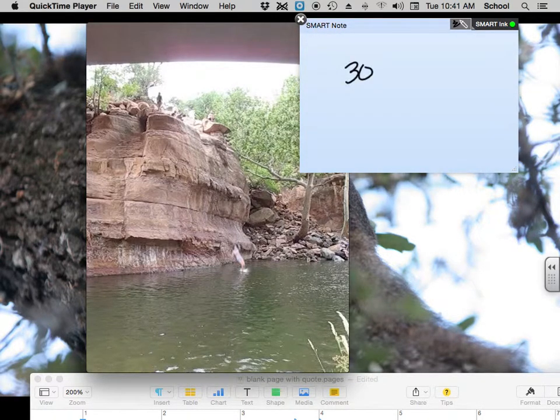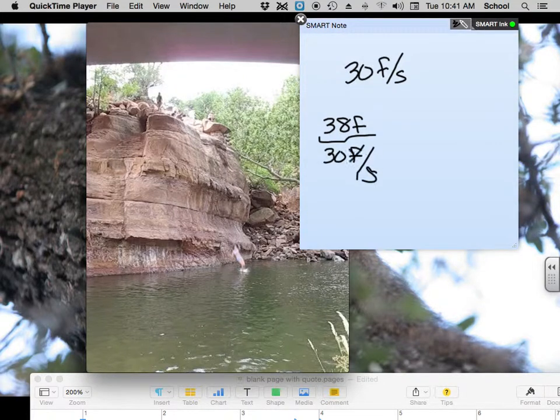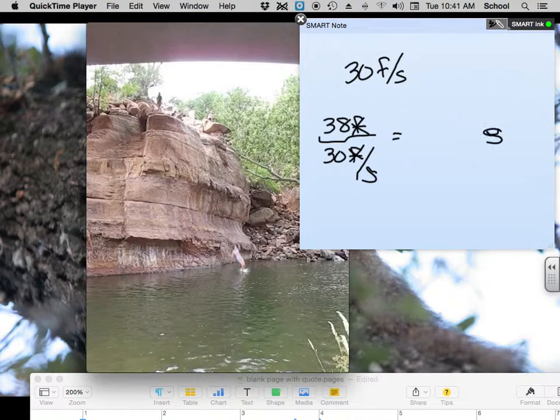Mine happens to be 30 frames per second. How many frames did it take her to fall? 38. So if we have 38 frames, and we divide it by 30 frames per second, the frames are going to cancel out, and that's going to give me seconds.